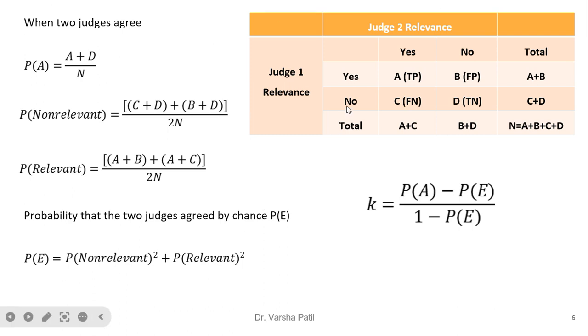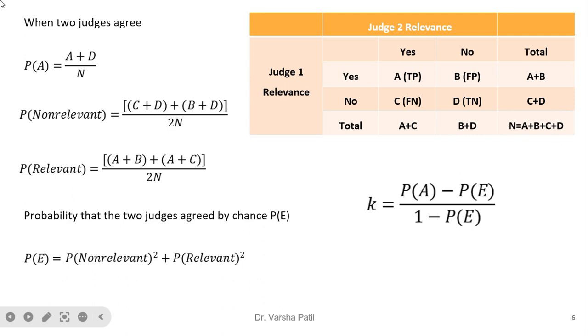Now consider judge 1 relevance and judge 2 relevance. There are 4 combinations possible. This is the same as our confusion matrix, with TP, FP, FN and TN, but instead of actual and predicted results, it is judge 1 and judge 2 relevance. These are represented by A, B, C and D. Here we need to compute A plus B, C plus D, A plus C, B plus D, and the total N equal to A plus B plus C plus D.